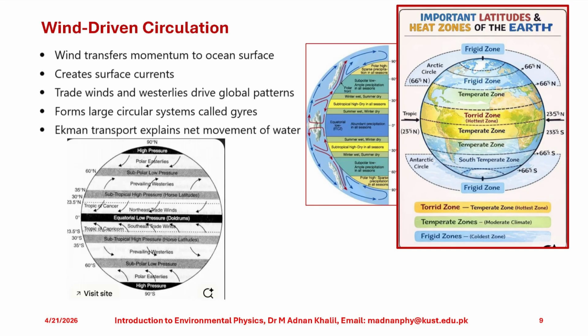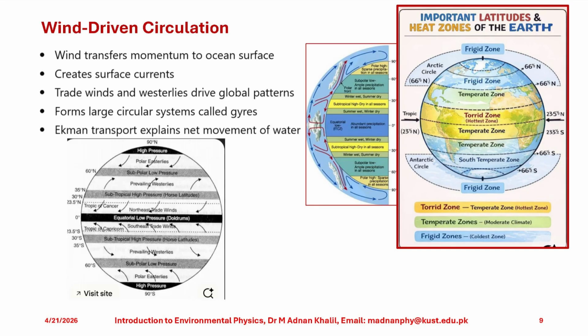Wind plays a major role in driving surface currents. From the diagram, you can see global wind belts such as trade winds and westerlies. These winds transfer momentum to the ocean surface. This generates movement of water, forming large circulation patterns.